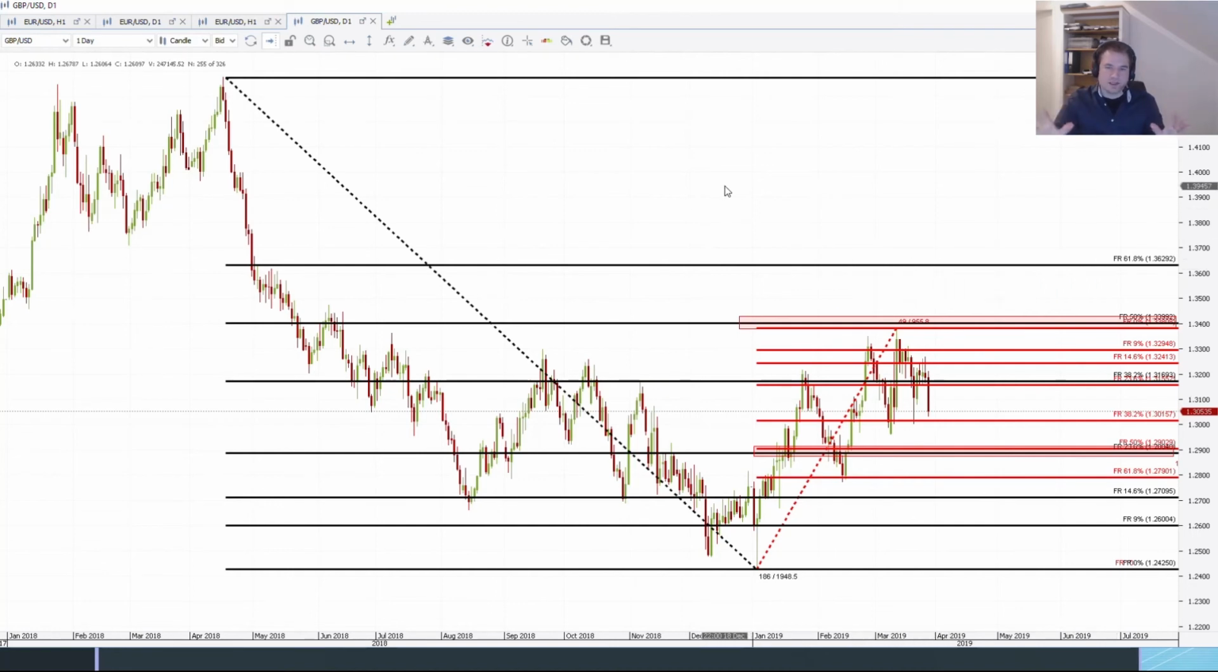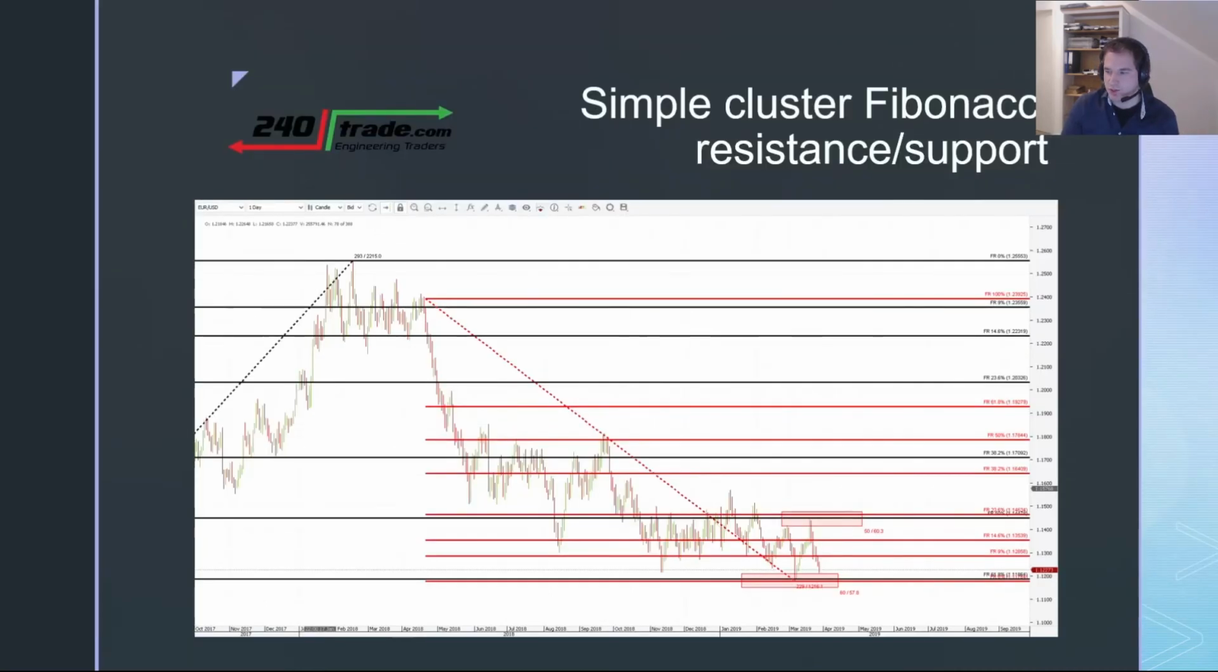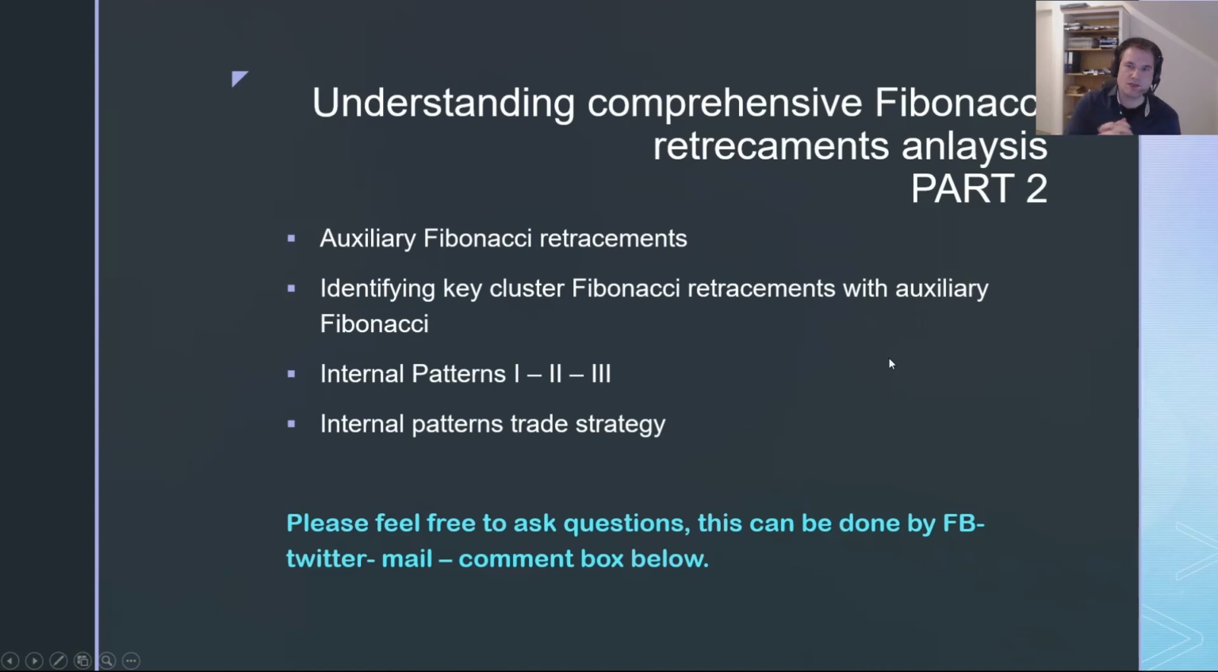So this is about how to identify Fibonacci retracements and how to trade them properly. The clusters, we will come back more to clusters once we have covered the projections as well and the internal patterns. So therefore I will go to my last slide actually, and this is understanding comprehensive Fibonacci retracements analysis. Will be done in part 2 with the auxiliary Fibonacci retracements, which help you identifying cluster levels, identifying key clusters, how to do this, and how to have some good trading strategies regarding to this.